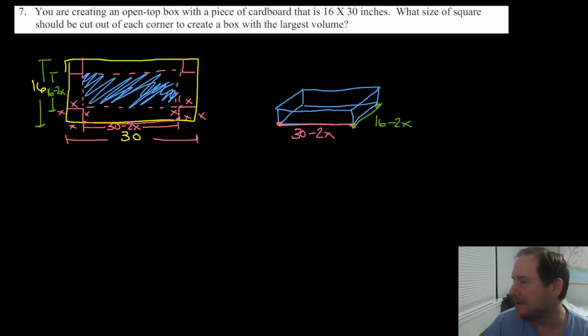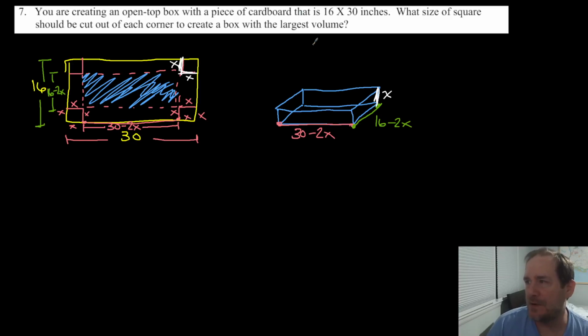And then finally, sort of tricky, but this edge here for the square, the x by x thing, these two bits come together now and are at a height of x. So that x from the square is where these sides meet up and form the height of the box. But that's it. You've got this three-dimensional box now whose dimensions are 30 minus 2x by 16 minus 2x by x.